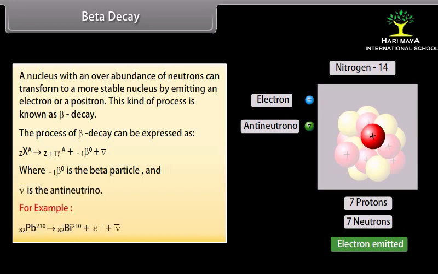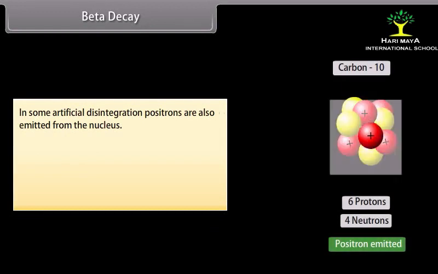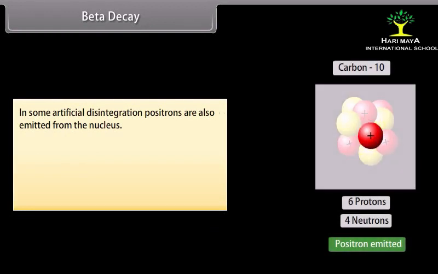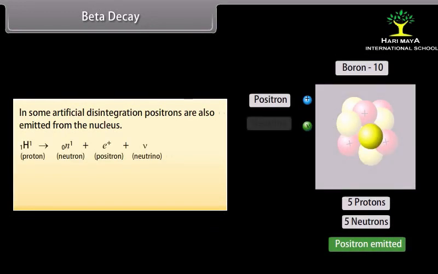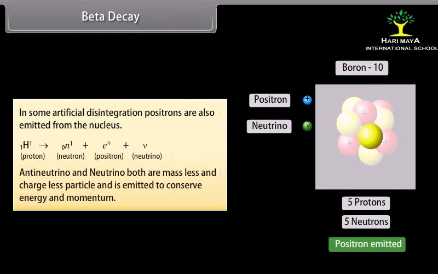For example, in some artificial disintegration, positrons are also emitted from the nucleus. Antineutrino and neutrino both are massless and chargeless particles and are emitted to conserve energy and momentum.